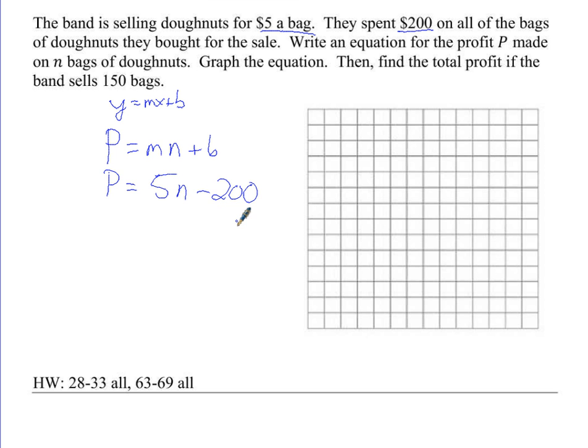All right, it says write an equation for the total profit P made on n bags of donuts. We did. Graph the equation. Okay, we need to do that. Then find the total profit if the band sells 150 bags of donuts. That's a lot of donuts. But let's worry about that later. Graph it first.